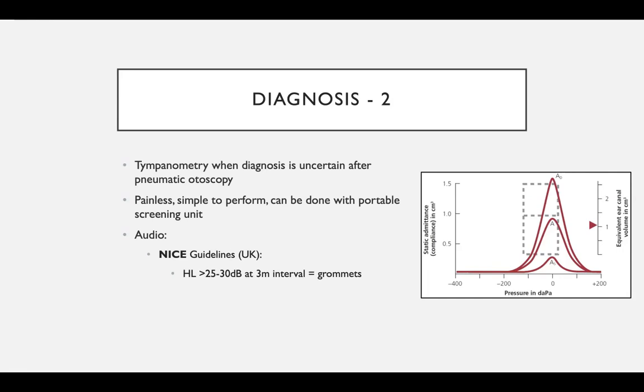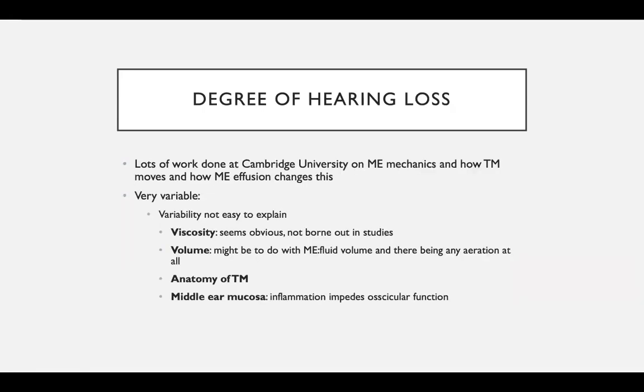And in terms of a formal audiogram, the NICE guidelines in the UK have suggested that a hearing loss of more than 25 to 30 decibels at a 3-month interval implies that you should consider insertion of grommets. So the degree of hearing loss, there's been a lot of work done at Cambridge University on the middle ear mechanics and how the tympanic membrane moves and how the middle ear effusion changes this.